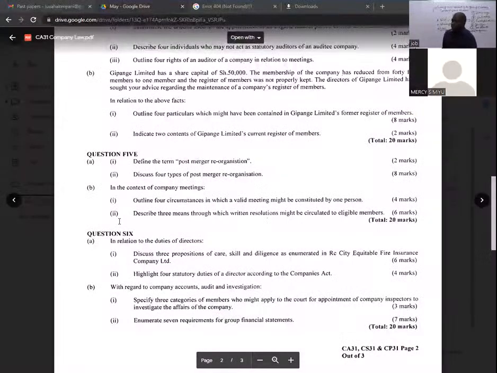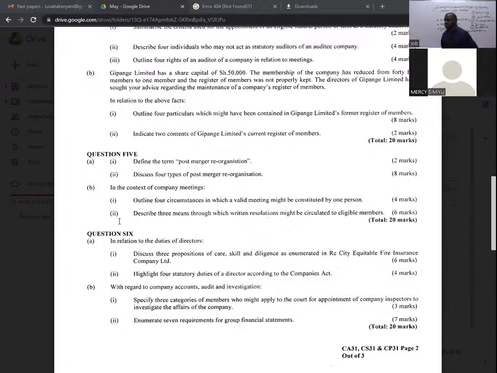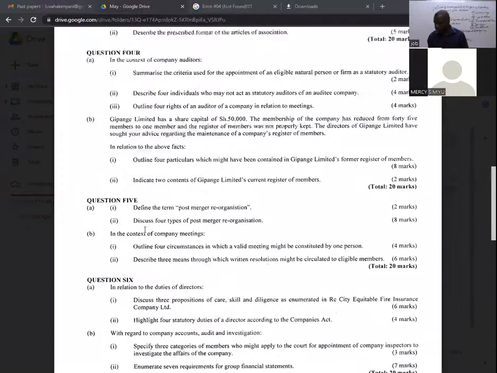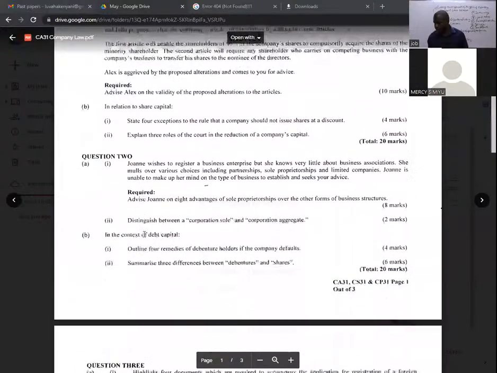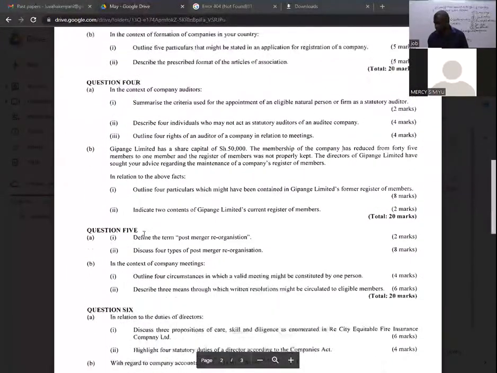So there's that question number 5A. Roman 1 and also Roman 2. It is from May 2019. It says Roman 1, define post-merger reorganization. Then Roman 2, discuss 4 types of post-merger reorganization.